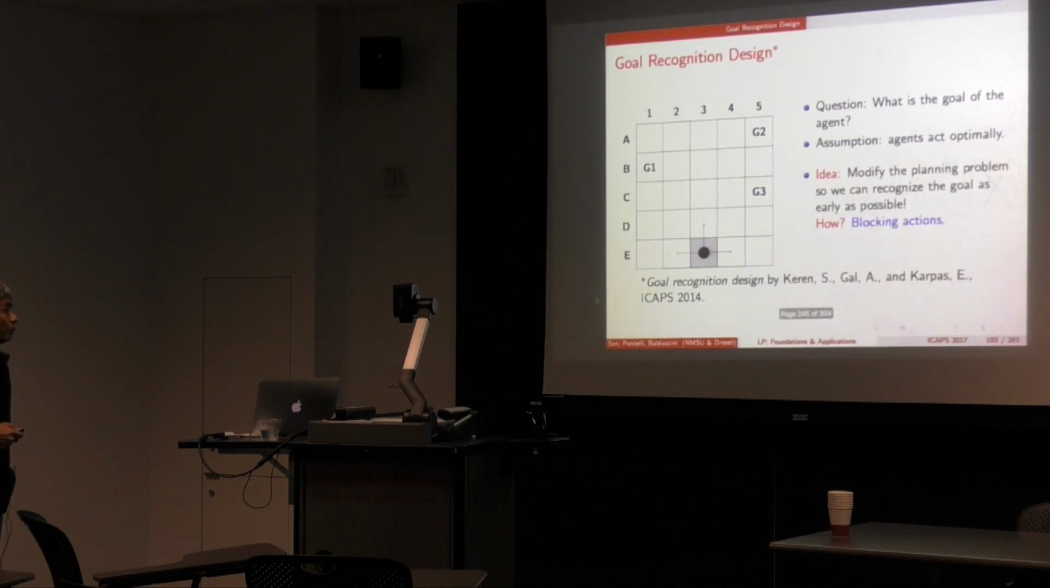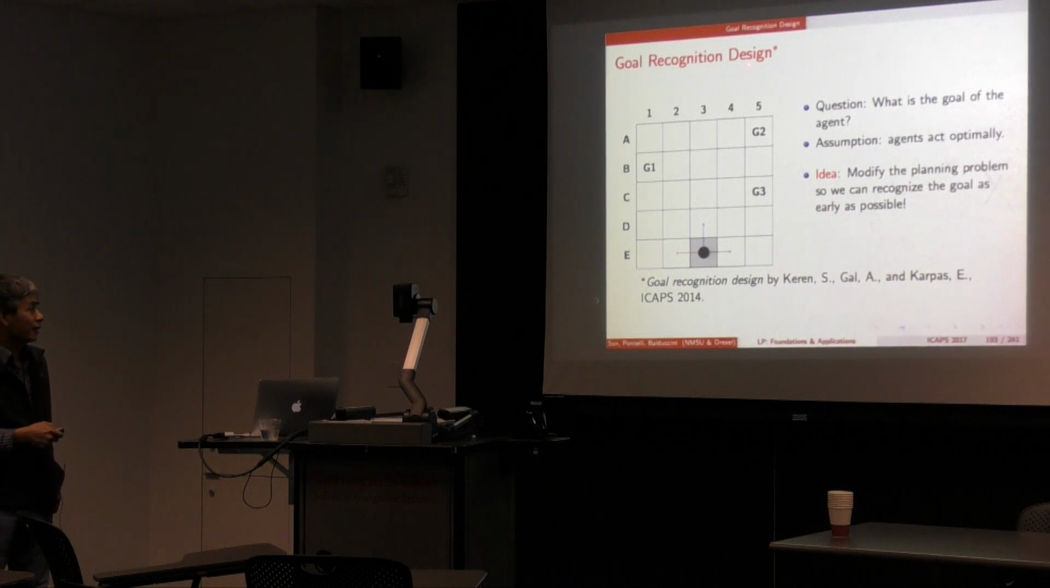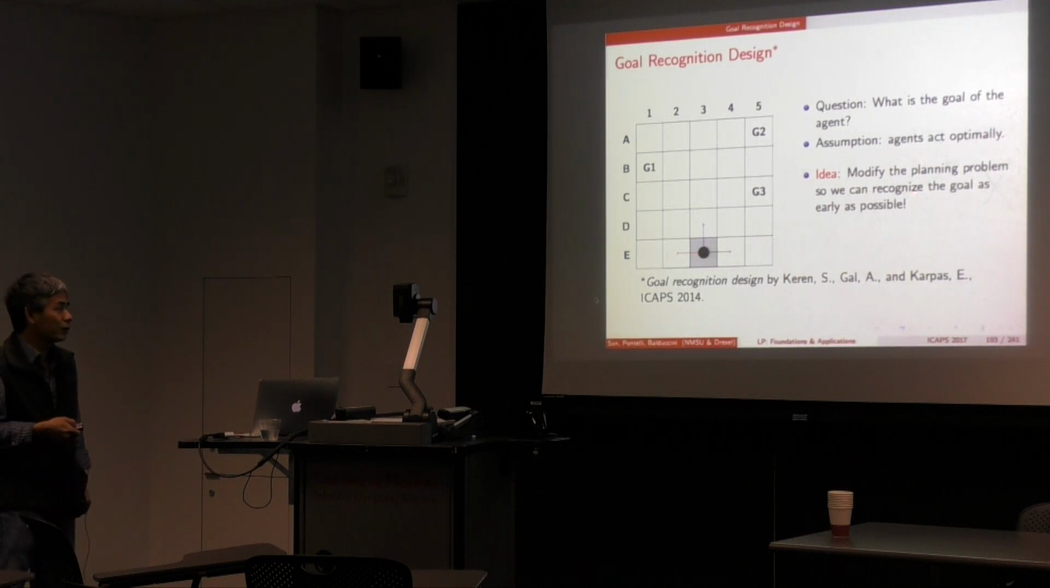Now, goal recognition design is a problem invented by Karen. The idea is that if I want to recognize the goal of the agent, what happens if I block some of the actions that the agent can do? Then I could probably recognize the goal earlier. So we could modify the planning problem so that we can recognize the goal as early as possible. That's the goal recognition design problem.